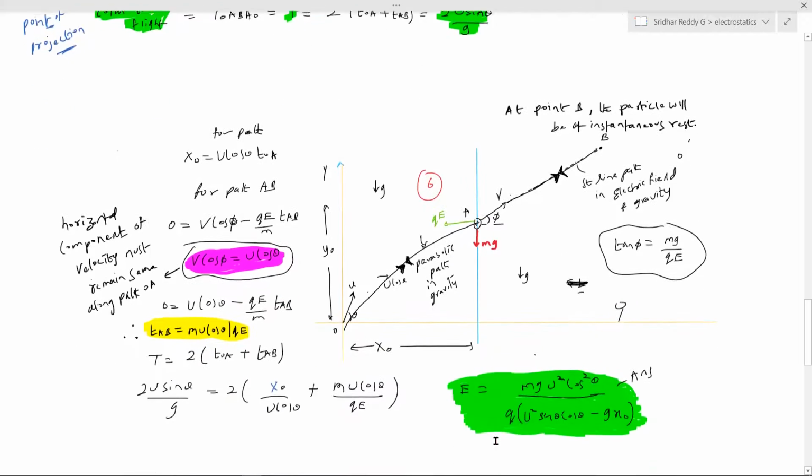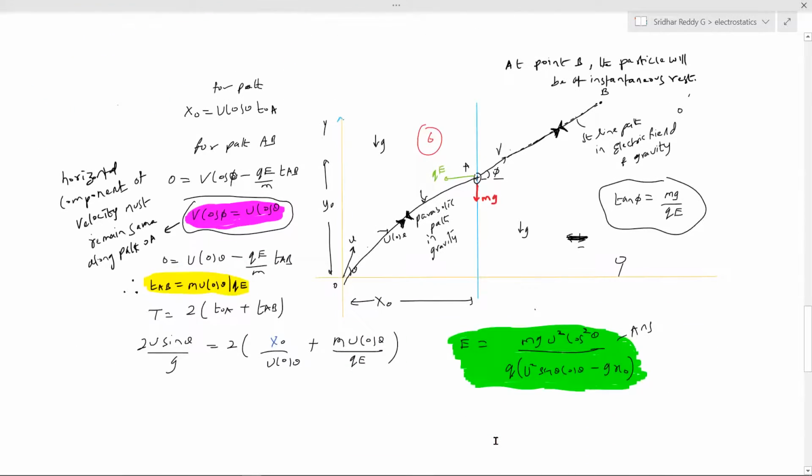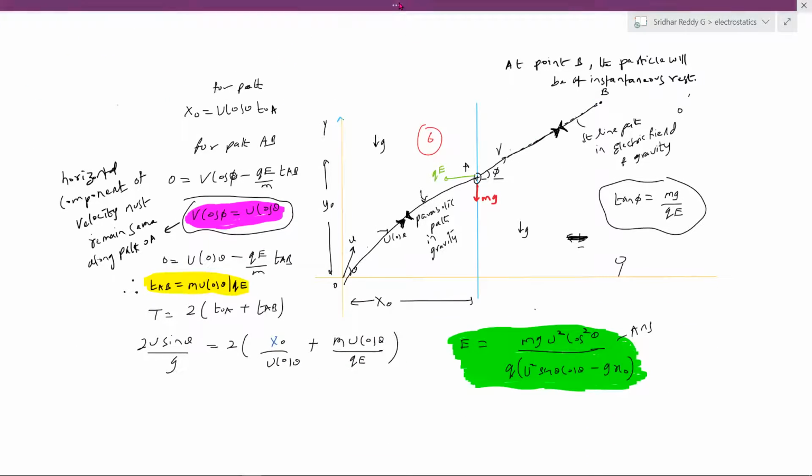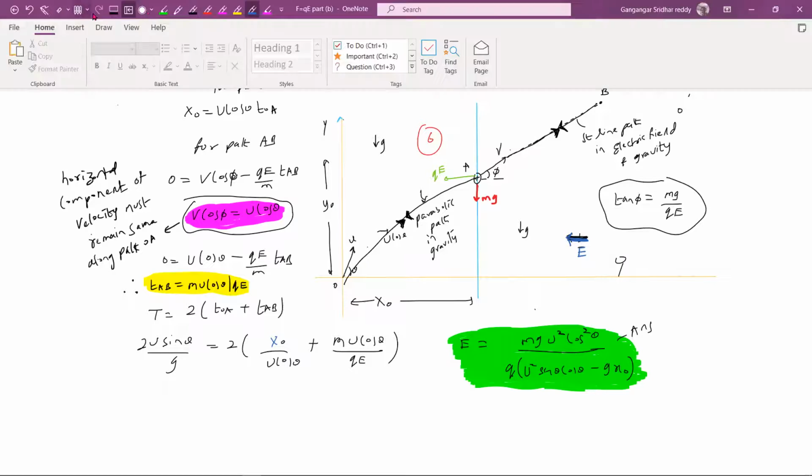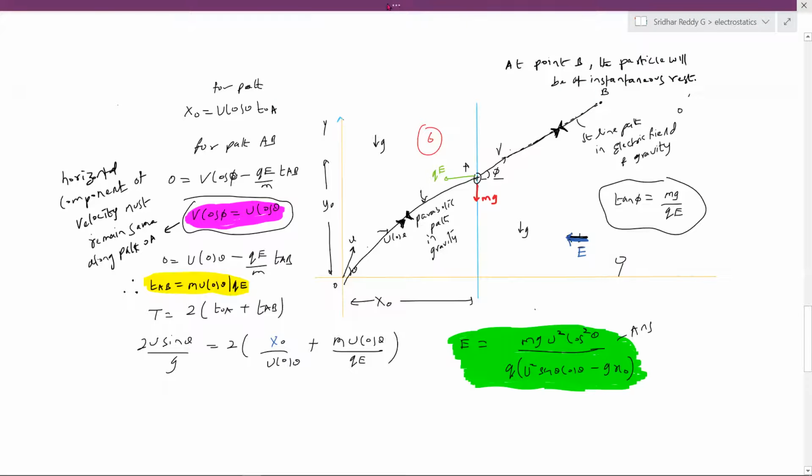The next part of the problem is asking to get the magnitude of the electric field. The electric field strength vector, its magnitude has to be determined. This E bar has to be determined. Again, as usual, the same thing: O, A, B will be a point B where the particle comes to rest.